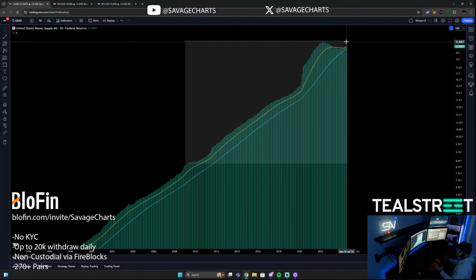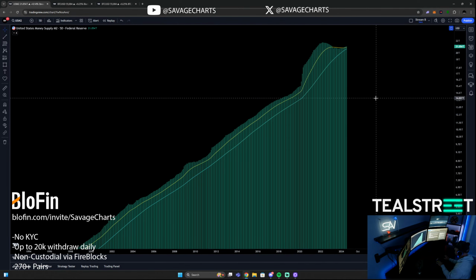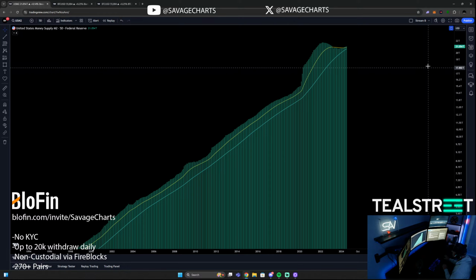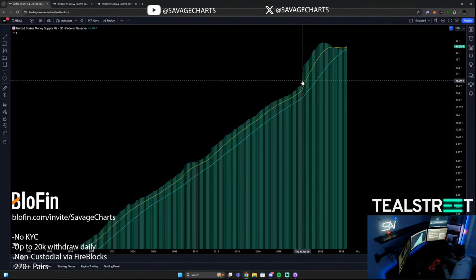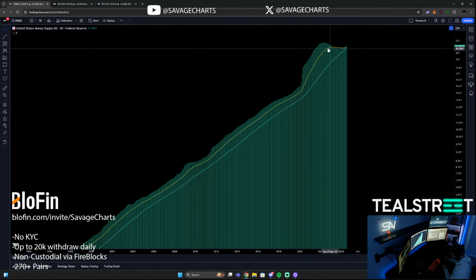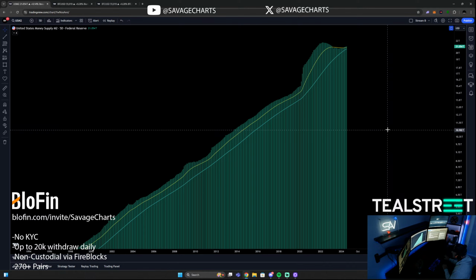So if they don't come up with a reason to turn on the money printers, kind of COVID-esque, right? This is COVID. Boom. Printed all that money. This is COVID, right? Boom. You had this explosion of money. Then I don't see a reason why there'll be a high demand in Bitcoin.